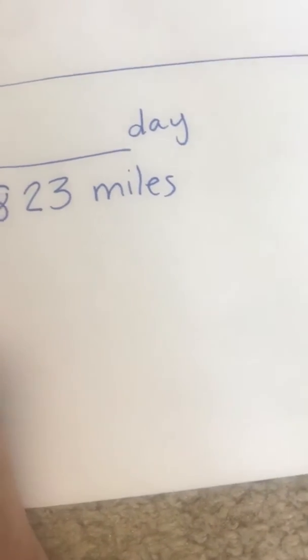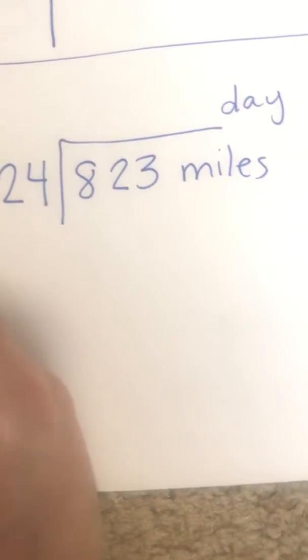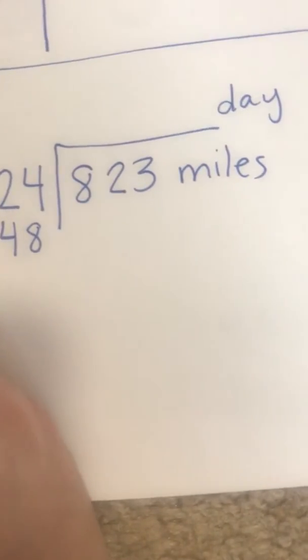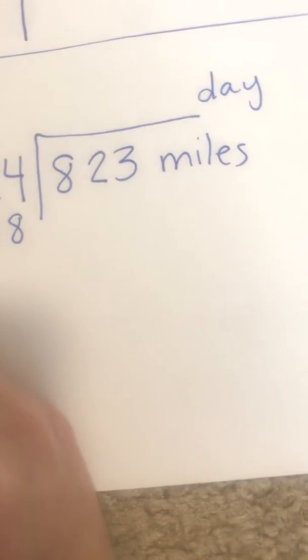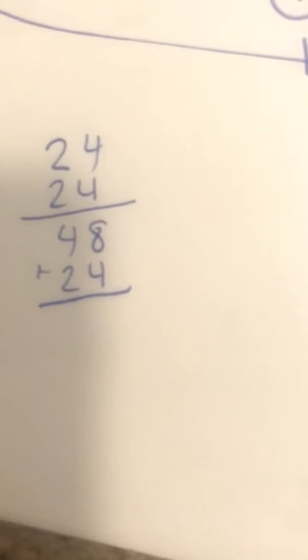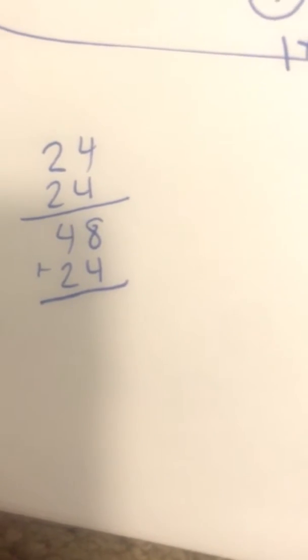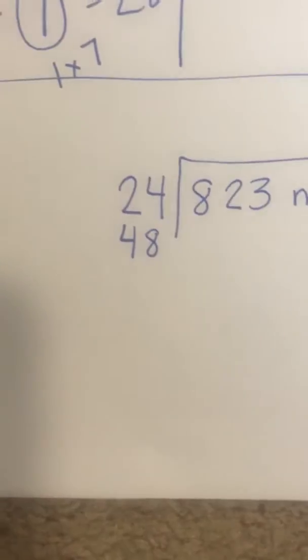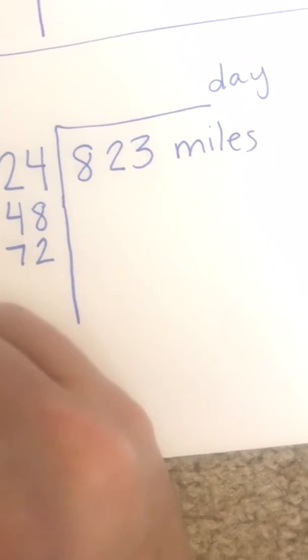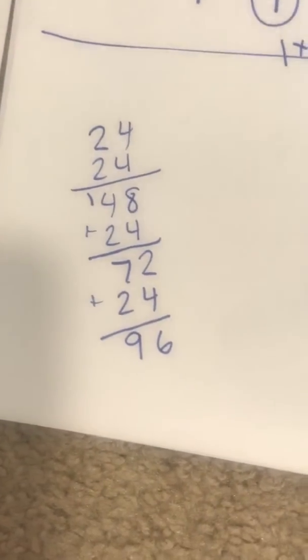24 plus 24, 48. 48 plus 24. I'm actually doing my multiples over here because I don't have my calculator, so just so you know, you can do your multiples of 24 on the side even if you don't have a calculator. So that gives me 72. And then I get to 96.